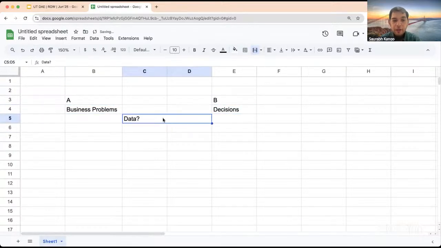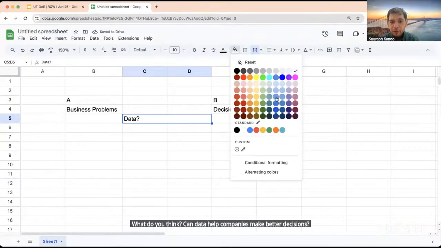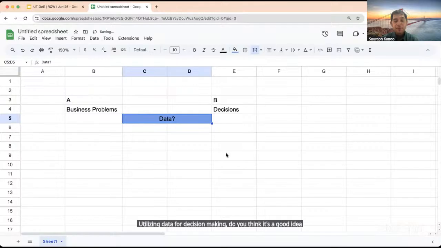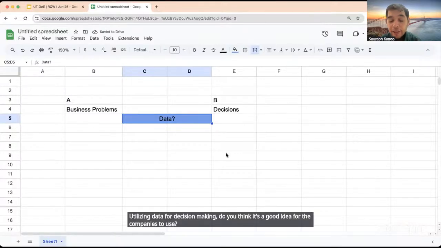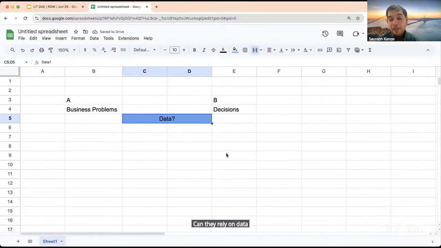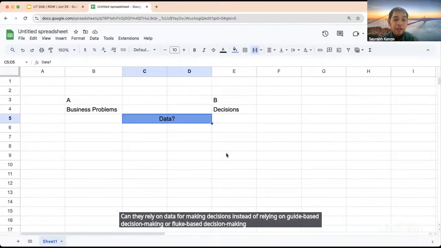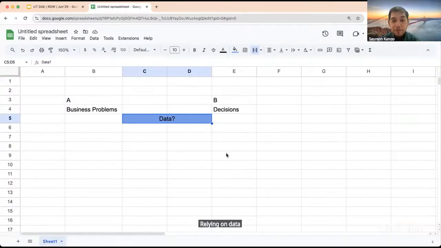What do you think? Can data help companies make better decisions? Utilizing data for decision making, do you think it's a good idea for the companies to use? Can they rely on data for making decisions instead of relying on gut-based decision making or fluke-based decision making? Do you think relying on data for making decisions will lead to better results?